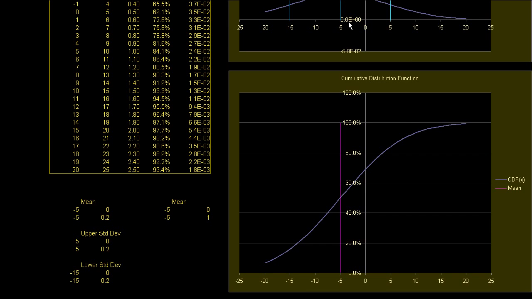Or if you said, what's the probability of getting less than -5? Well, -5 was the mean. So half of your results should be above that and half should be below. And if you go to this point right here, you can see that this is 50%. So the probability of getting less than -5 is exactly 50%.